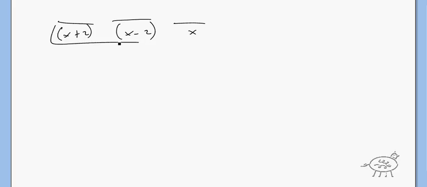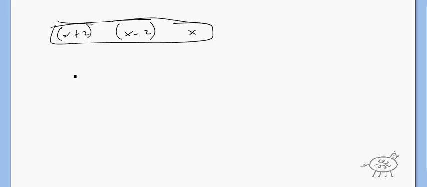What if I have x plus 2, x minus 2, and x as denominators? What do any of those have in common? Nothing, nothing can cancel out. Again, in order to cancel out, it has to be multiplication, so your LCD is x times x plus 2 times x minus 2.